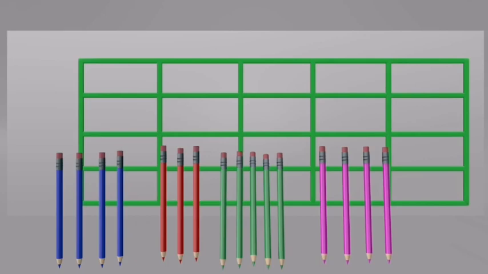Great! Now we have our data to put into the picture graph. To start our graph, we need a title for the picture graph. Since our data is dealing with the colors of the pencils, should we call it pencil colors? Yeah, that sounds great to me.